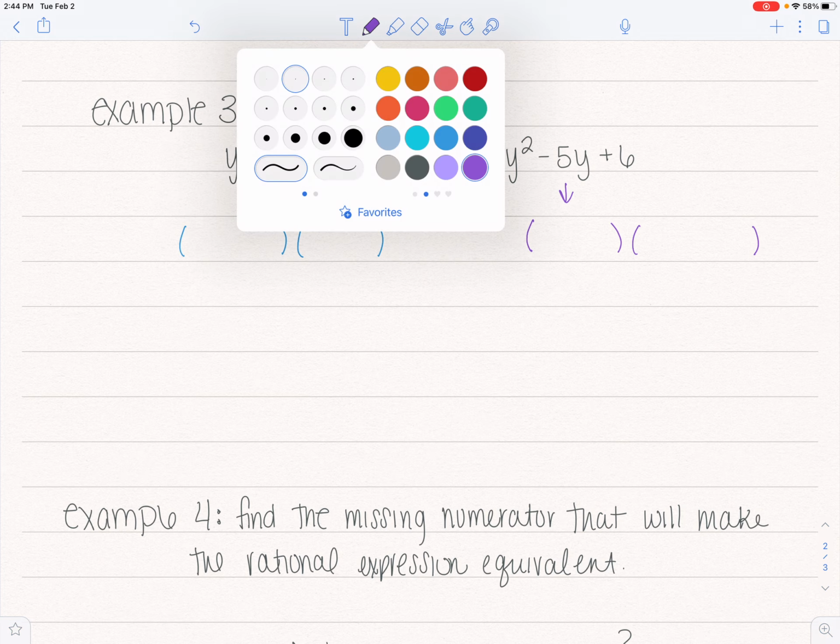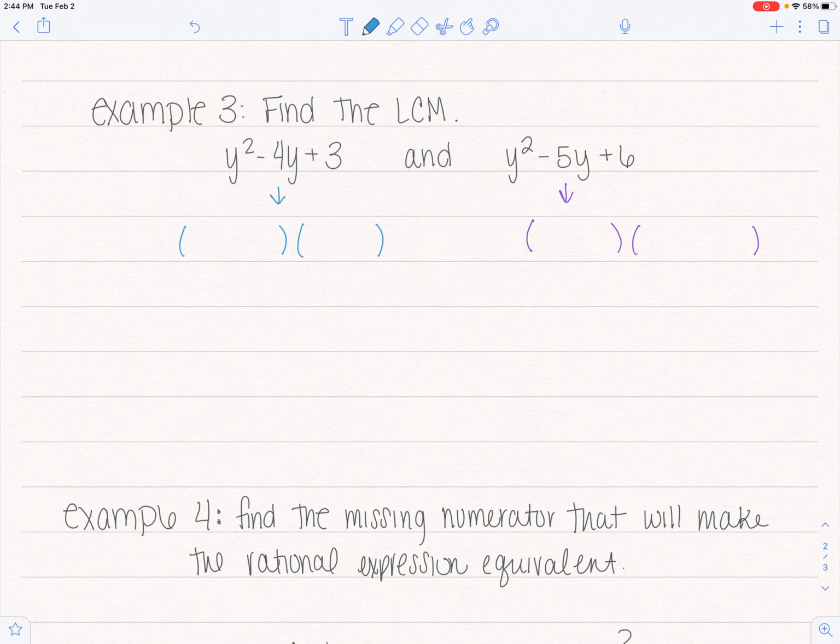All right, so hopefully you just factored these and you got y minus 3 and y minus 1. Now you went through all the long stuff. On the other side, you got y minus 6 and y plus 1. Nope. y minus 3 and y minus 2. So hopefully you got those two factored correctly.